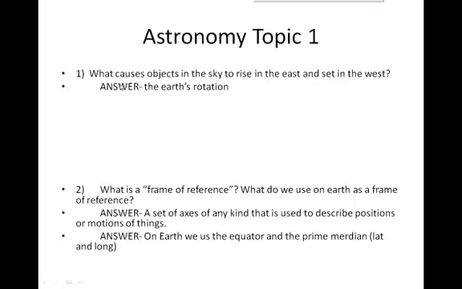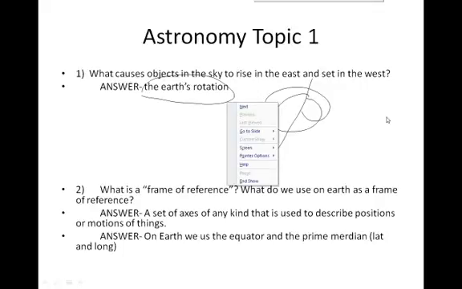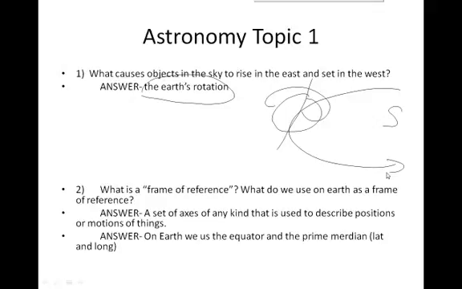Question 1 wants to know what causes objects in the sky to rise in the east and to set in the west. And the answer is, of course, the Earth's rotation. The Earth rotates counterclockwise as it goes around the Sun. And it goes around the Sun in this direction. So clockwise around the Sun, counterclockwise on its axis.